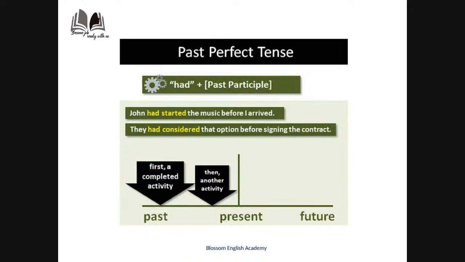So you have a picture of the timeline over here. The first activity that is completed would have had with its main verb, and the second activity will follow the first activity. They had considered that option before signing the contract. So two actions have happened over here. One is signing the contract, other is them considering the option. So which one happened first? They first considered the option and only then they signed the contract.